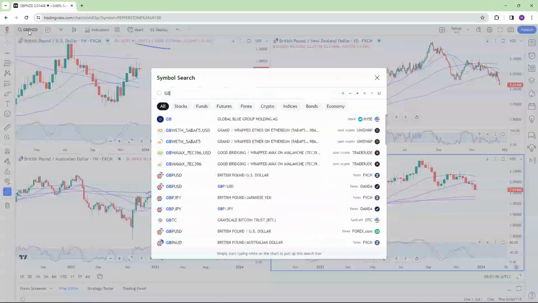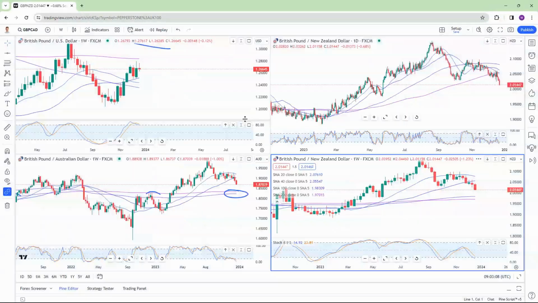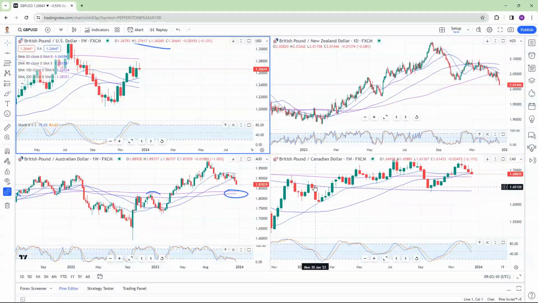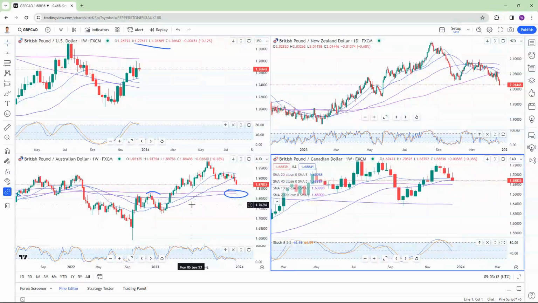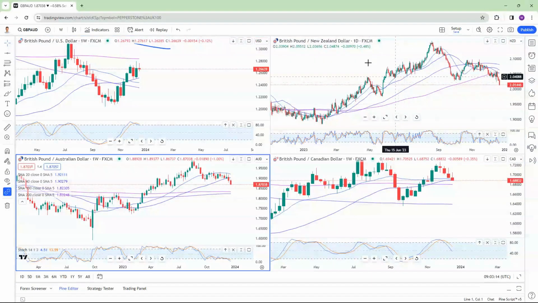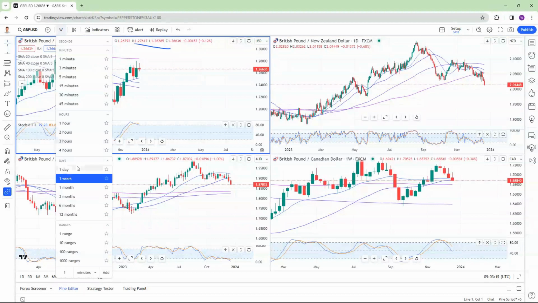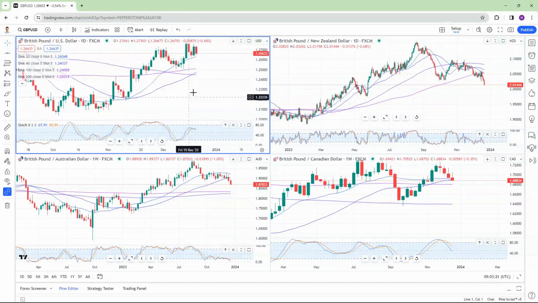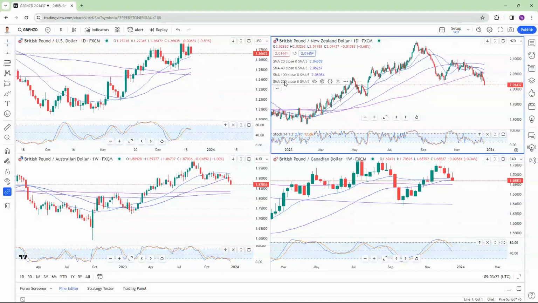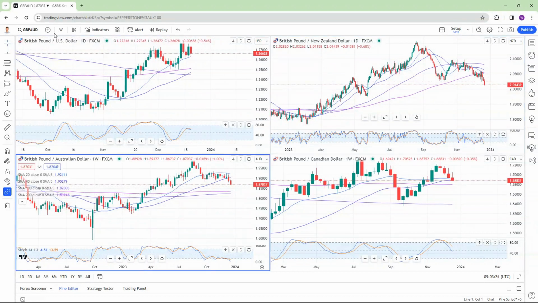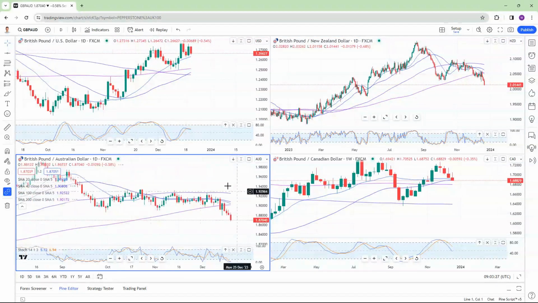What we got left? Pound CAD. The yens I won't do because they're acting quite a lot differently overall because of the Bank of Japan. So if I've got all of them up, I'll start with this one on the top on the daily. I'm going to change that to the daily. I'm going to change that to the daily as well.